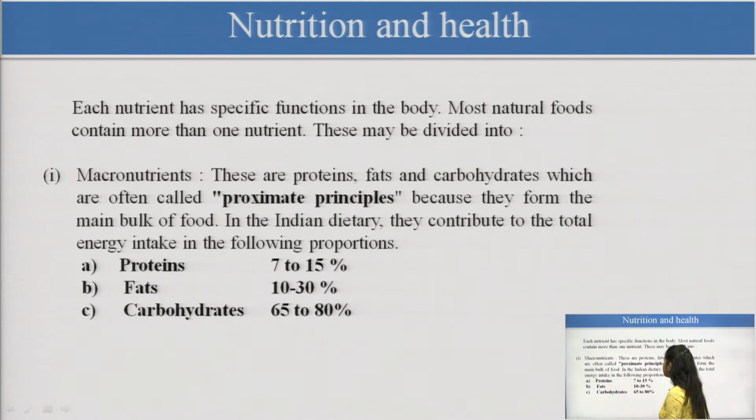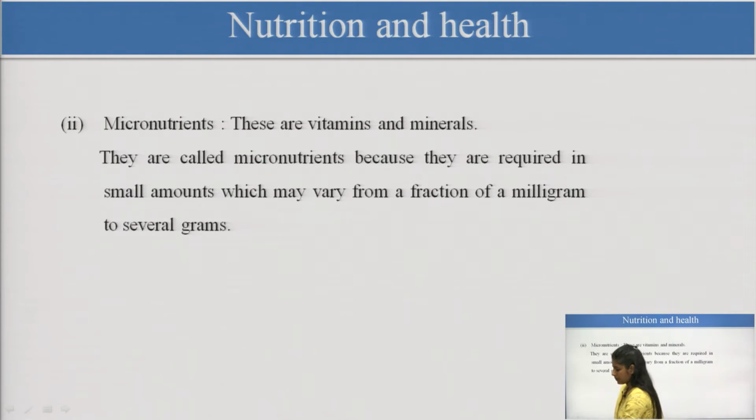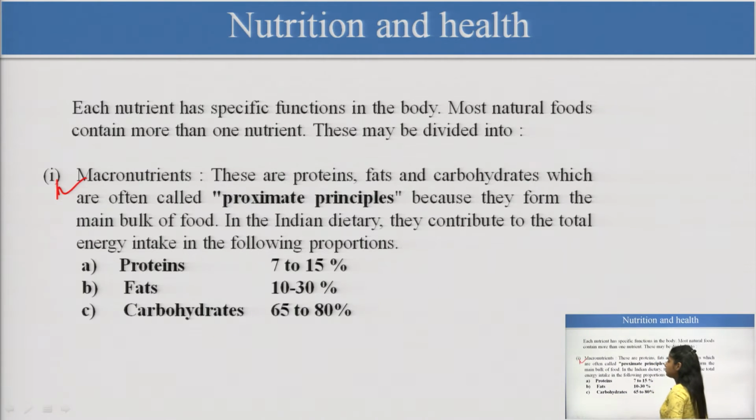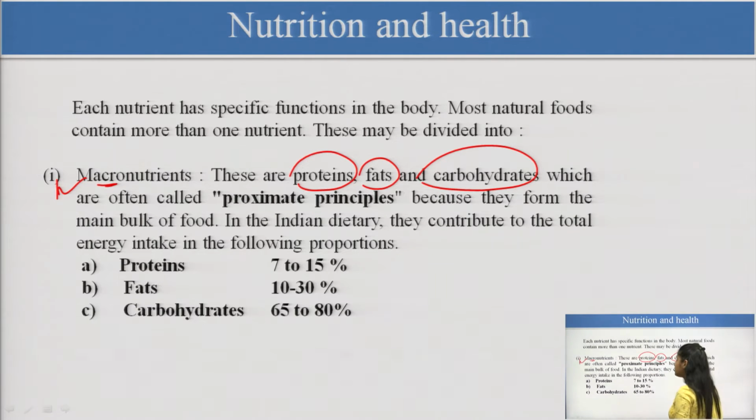Then nutrients: each nutrient has specific functions in our body. There are some nutrients which are essential, meaning we require them, and we have one division here, the macronutrients, and another division, the micronutrients. Okay. So, what do you mean by macronutrients? They are the bigger ones. These are the proteins, the fats and the carbohydrates. Three things are included in the macronutrients. We require them in excess, so we call them macronutrients, as we require more of them.